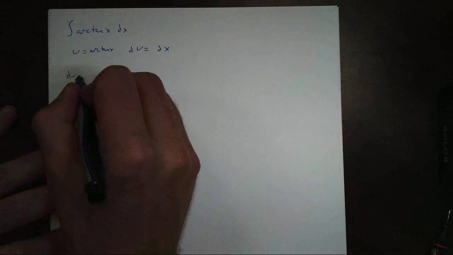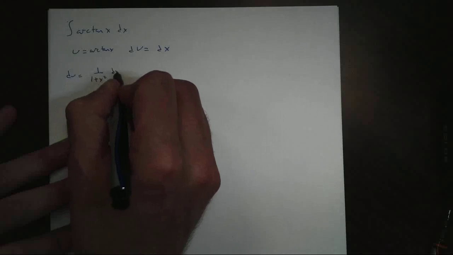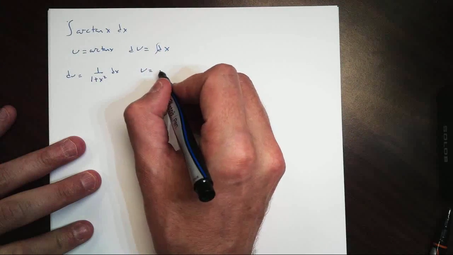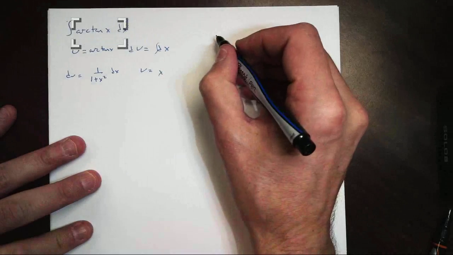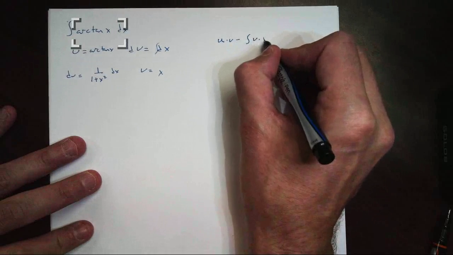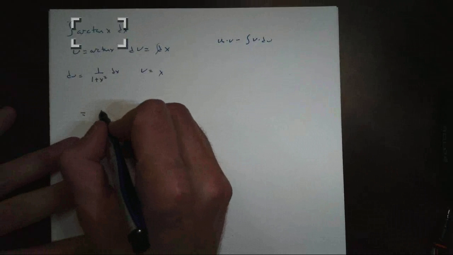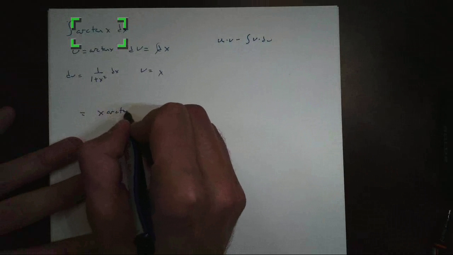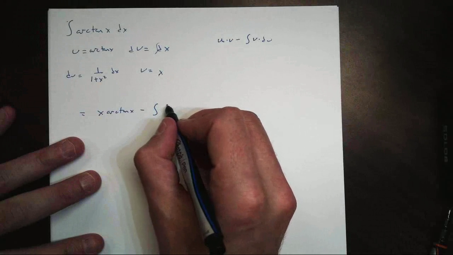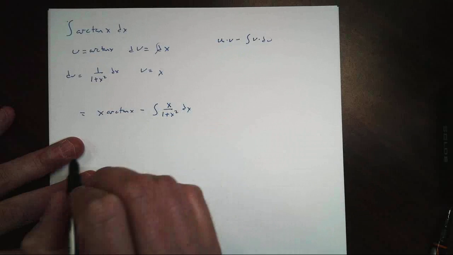Take the derivative of u, we get 1 over 1 plus x squared dx. V, when I take the antiderivative, we just get x. Using our rule, remember our rule is u times v minus the antiderivative of v du. So I just plug it in, u times v, x arctangent of x, minus the antiderivative of v du. Now if I write this, this just becomes x over 1 plus x squared dx.